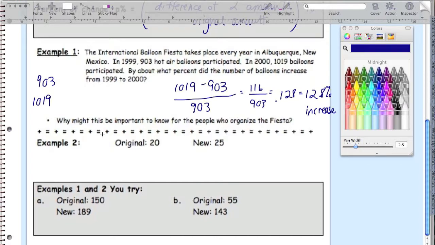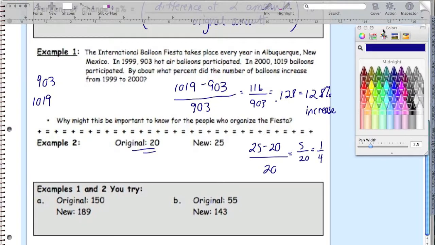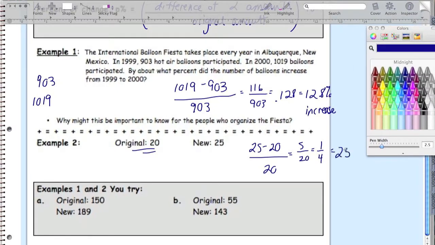Okay, in example 2, they're just giving us two numbers. One's labeled original, one's labeled new. The first step is to find the difference of the two, so 25 minus 20. Second, in the denominator, you divide by whatever the original was. They're telling us the original is 20. So 25 minus 20 is 5 over 20, which simplifies to 1/4, the same as 25%. It was 20, it went up to 25, so that's a percent of increase.